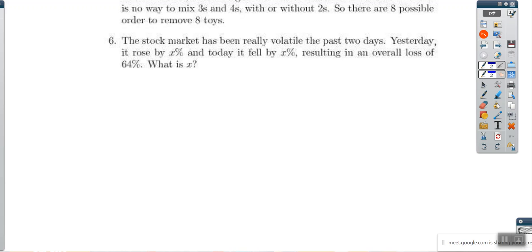Now, here's the thing. If you go up by X%, that means when you fall by that same percent the next day, that fall is going to be greater than the rise because the number that you're taking the percent off of is a larger number to begin with. So you can't just say X is 64% because after you apply this first rise, the new number that you're taking the percentage off of is going to be much bigger. So that's not going to work so well. So if we lose 64%, what percent remains?